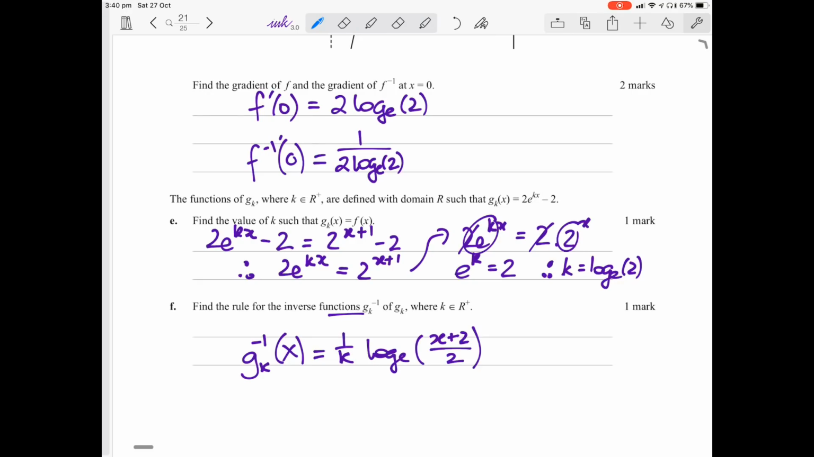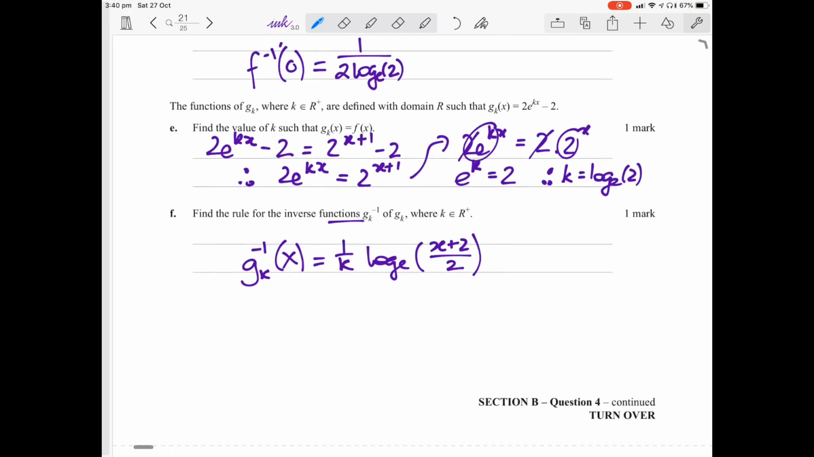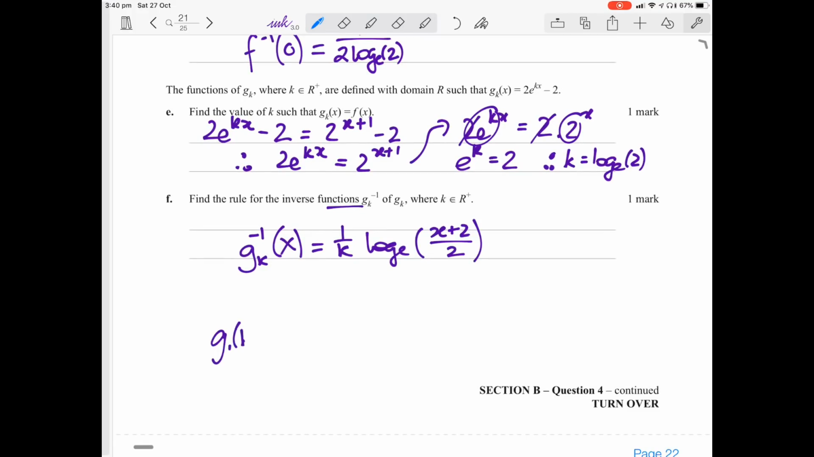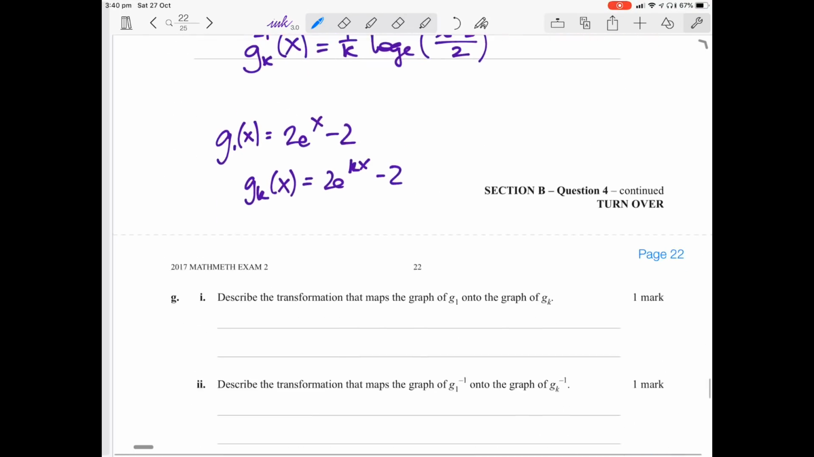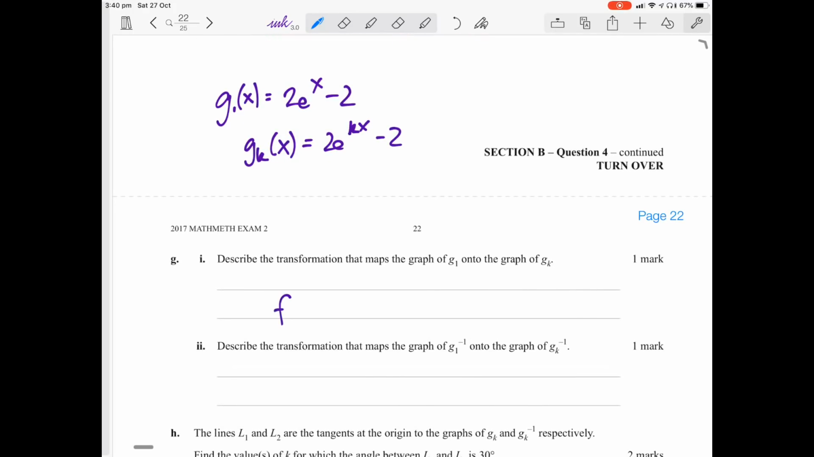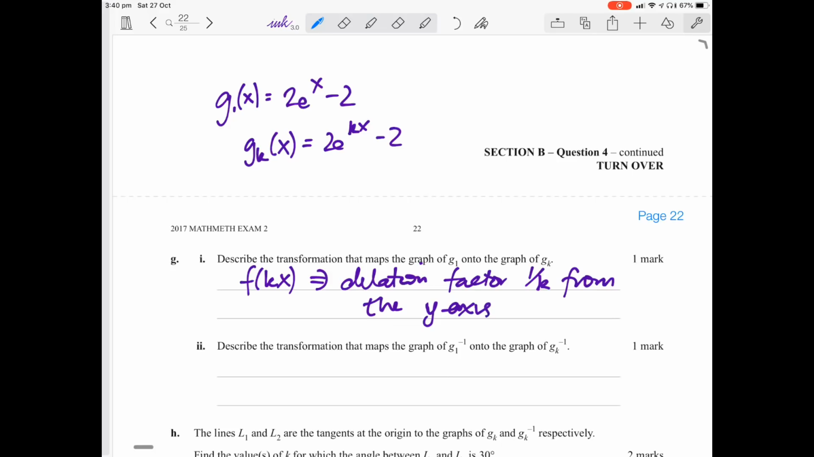So g of 1 of x is 2e to the x minus 2. G of k of x is 2e to the kx minus 2. So that would be f of kx, which is a dilation factor 1 on k from the y-axis, because when it's inside, it's from the y-axis, and it's always the reciprocal.